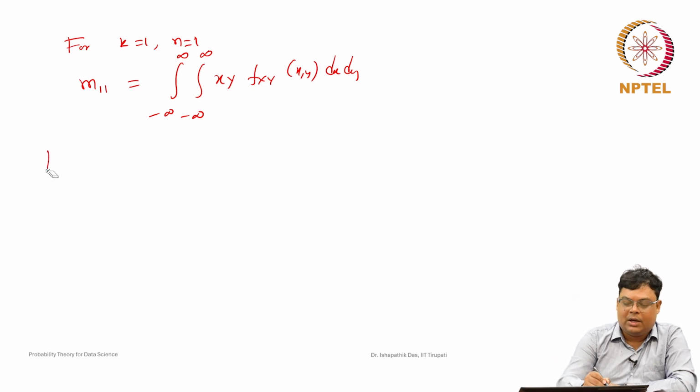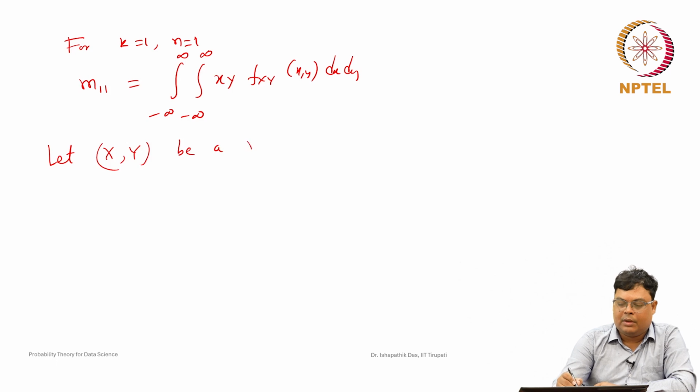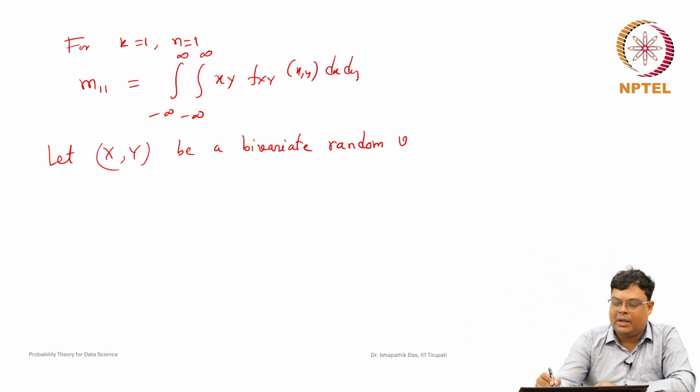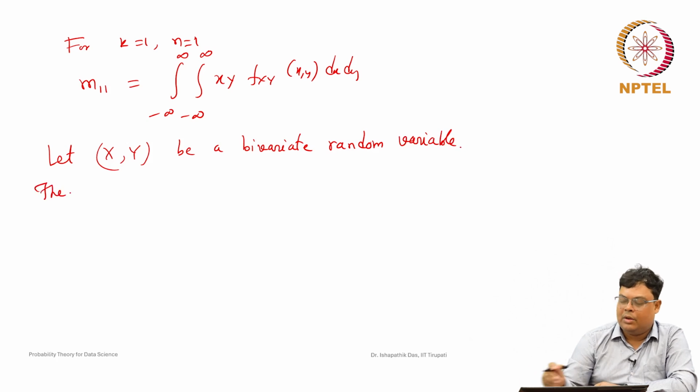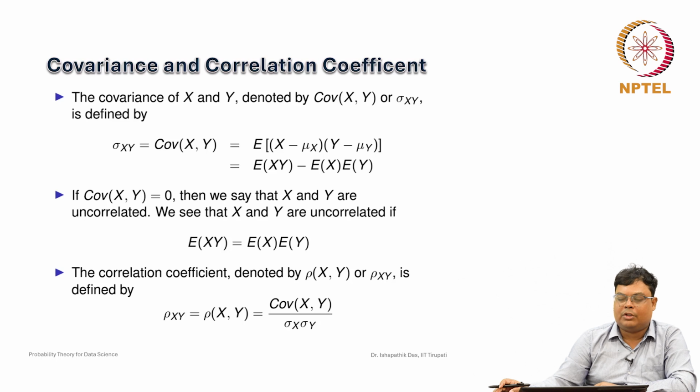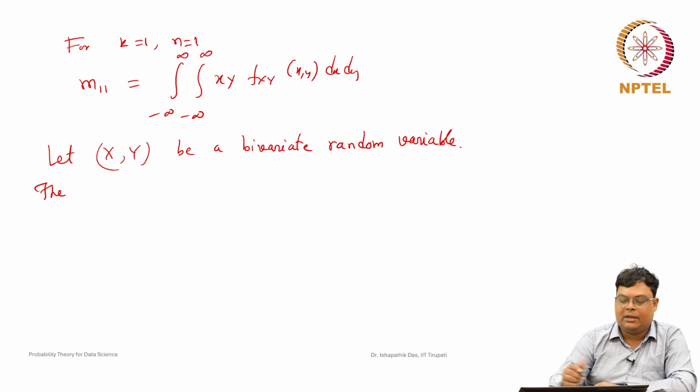Covariance: let x y be a bivariate random variable, it may be discrete or continuous. So this is the definition of covariance. The covariance of x y, denoted by cov x y or sigma x y, is defined by this relation.